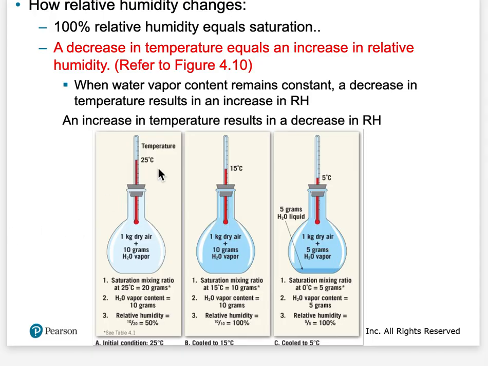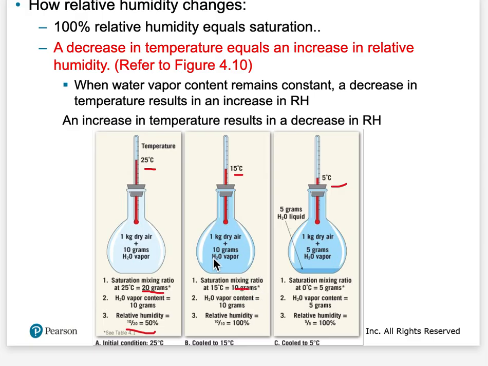So here we can see the temperature decreasing from 25 degrees to 15 degrees to 5 degrees Celsius. At 25 degrees Celsius, we know the maximum amount of water vapor it can hold is 20 grams. We currently have 10 grams, so the relative humidity is 50%. And then the temperature dropped even further to 15 degrees Celsius, and at 15 degrees Celsius, the saturation mixing ratio is 10 grams.